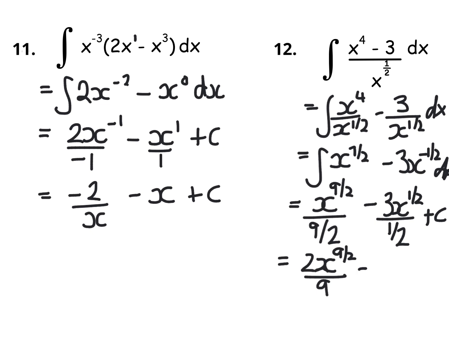Take away now. 3 divided by half is 3 times 2. So that 2 comes up and times is the 3, to make a 6. And then that'll just give us 6x to the half. We don't need the over 1 on the bottom. So that's probably my most tricky one there on number 12.